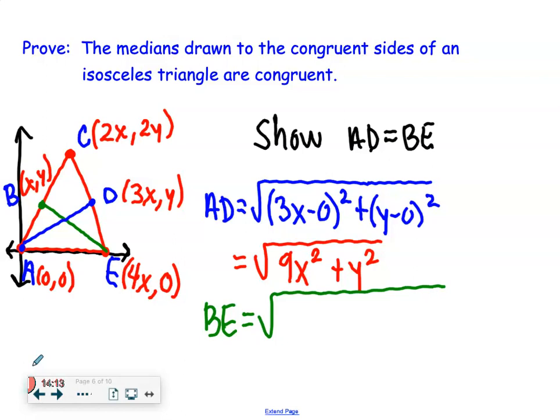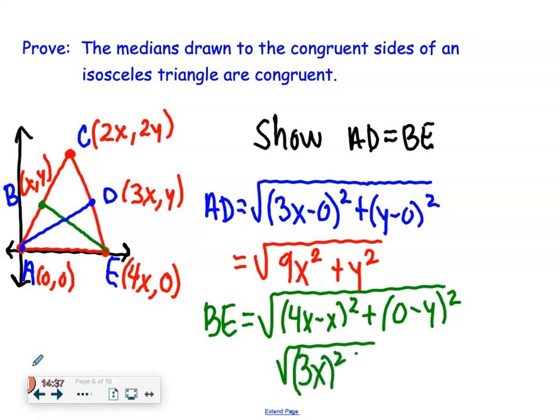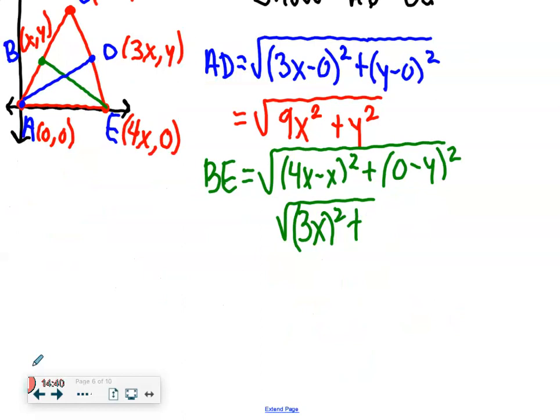Okay. So we're going to take 4x minus x, and then our y's, 0 minus y. Guys, it's going to work out and you're going to be like, this is kind of cool. What's 4x minus x? 3x. And then what's 0 minus y? Just negative y. Okay, what's 3x squared? 9x squared. Negative y squared? y squared.